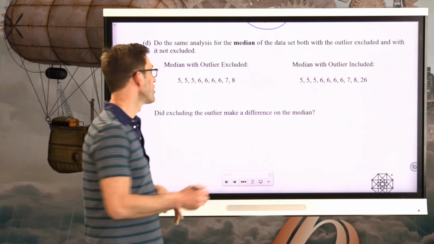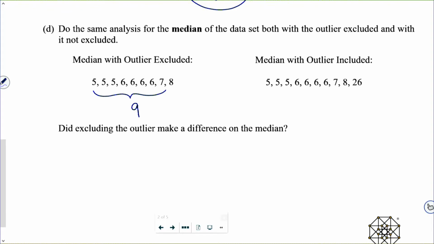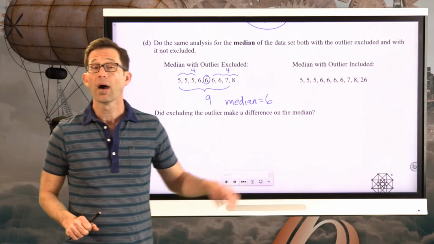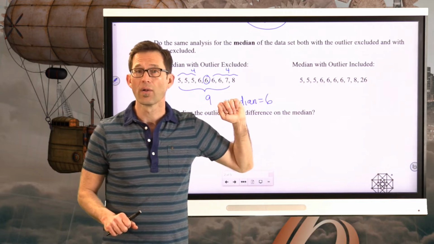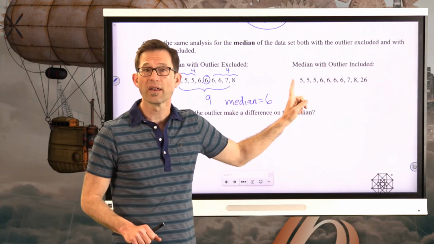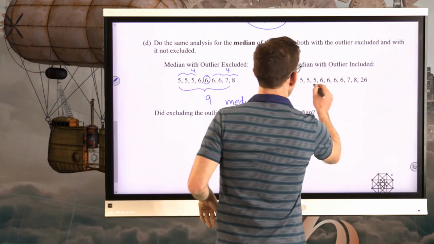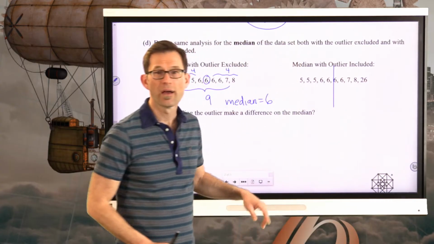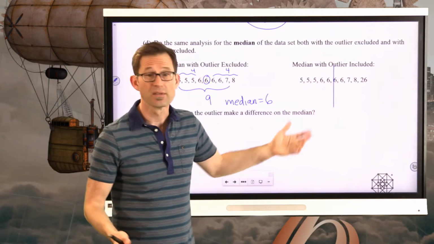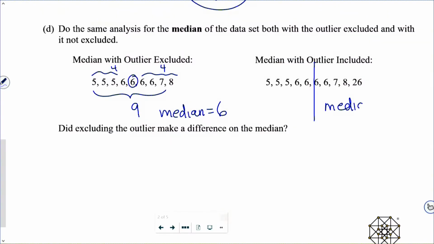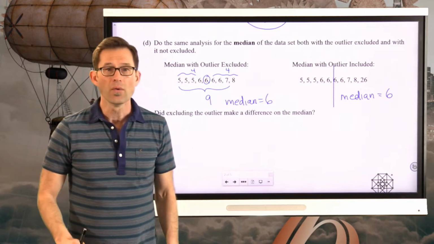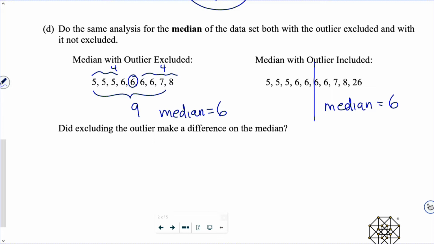All right, well in this case, we've got 9 total. So 1, 2, 3, 4, 1, 2, 3, 4. 4 above, 4 below, the median is equal to 6. Now let's take a look at the data set where we haven't excluded the outlier. That's got 10, so I can just go 1, 2, 3, 4, 5, 1, 2, 3, 4, 5. The median has to lie right there between 6 and 6, which means the median is also 6. So it makes answering this question very easy. Did excluding the outlier make a difference on the median? And the answer was no.